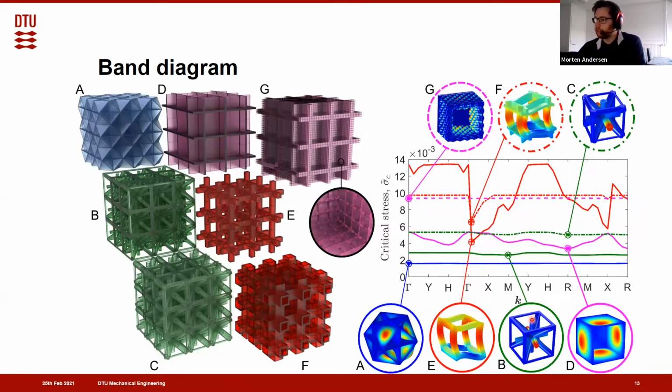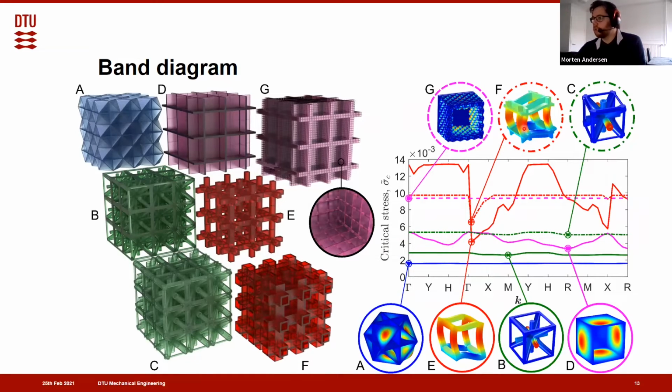So we swept the irreducible Brillouin zone, and if we just focus on the isotropic plate lattice and the isotropic truss lattice, we can see here that the band diagram is pretty much flat for these structures, meaning that they're insensitive to the boundary conditions. However, their orthotropic counterparts here, the simple cubic truss lattice and the simple cubic plate lattice, are sensitive to the boundary conditions, but they have overall higher strength than their isotropic counterparts.